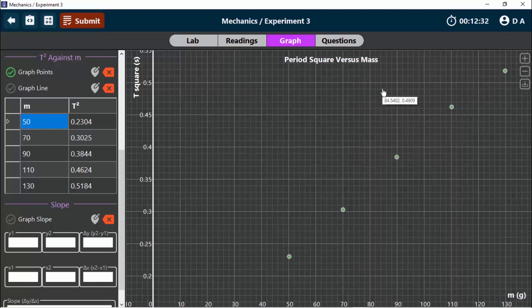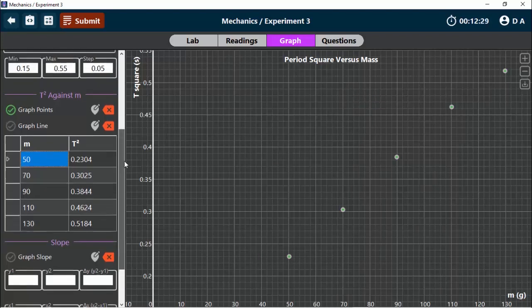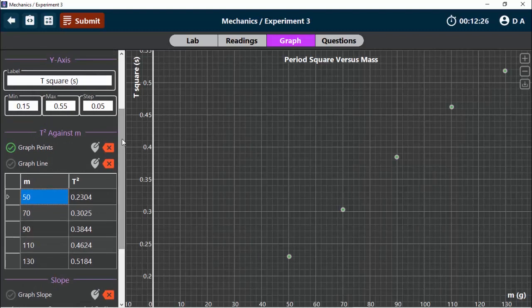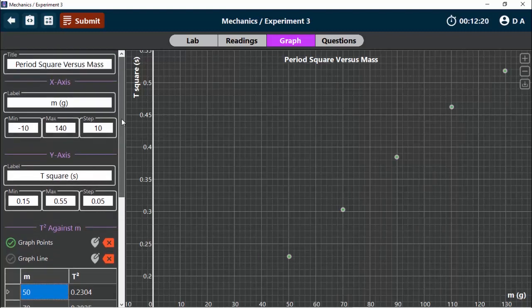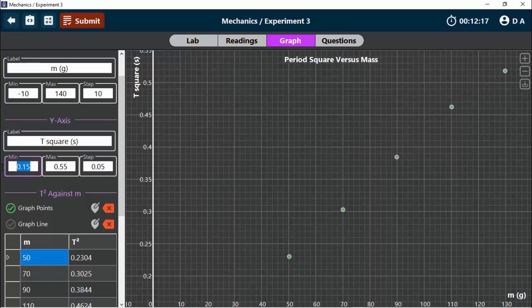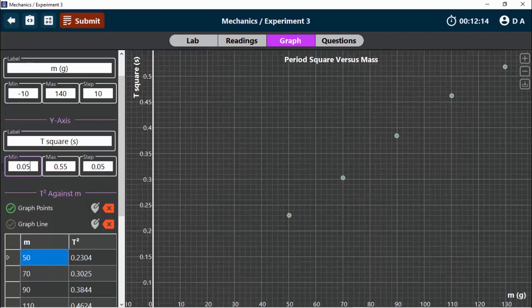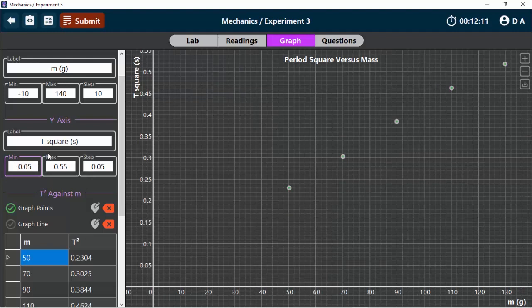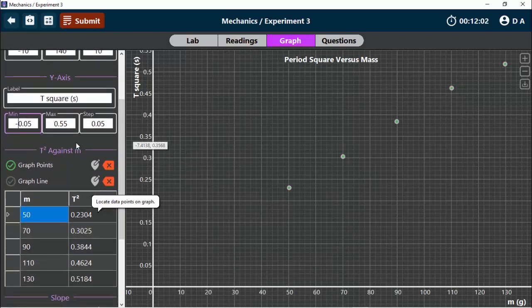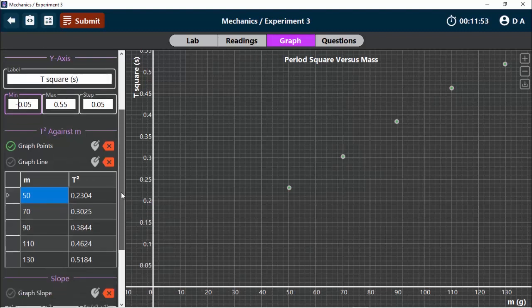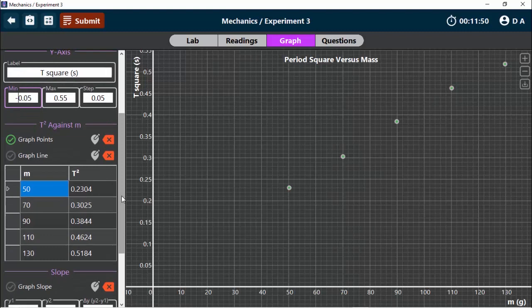Okay, so now we've got our points located. I'm going to increase the y-axis to start from somewhere like minus 0.05. And I'm doing this because I would like us to cross the y-intercept. It's part of the question. So if you're asked to get the y-intercept, the zero origin has to be visible. So that's the reason why I'm going to start from a negative value for the y-axis.